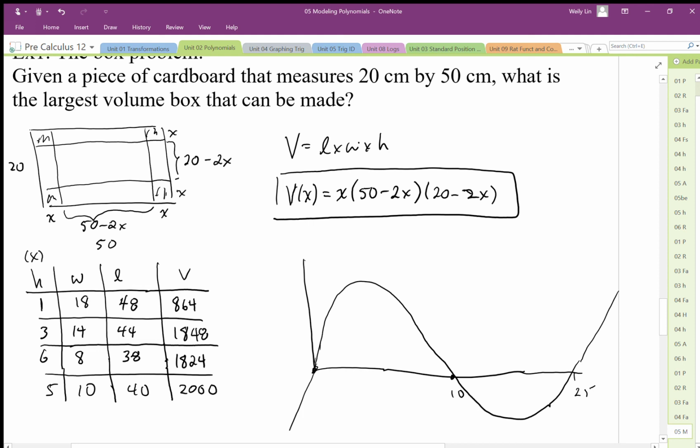And really what we can say is, for this particular box problem, we know that our domain is going to be between 0 and 10, because if I cut off too much here, I'm not going to be able to get those other parts. So I'm just going to highlight my domain, and let's see what the solution to this is. How close was I when I guessed the solution is cutting off 5 centimeters, or my x is equal to 5?